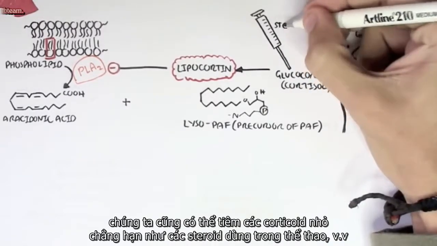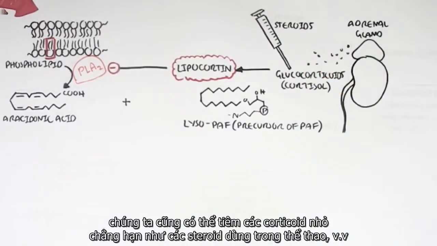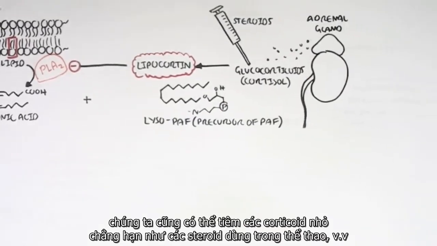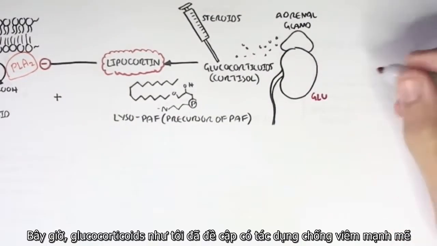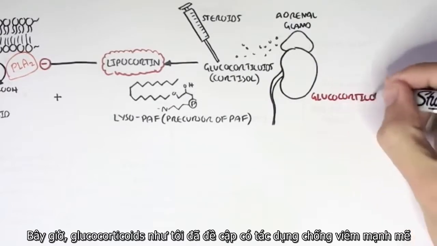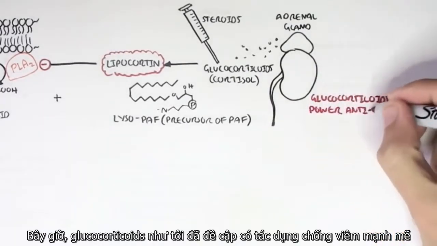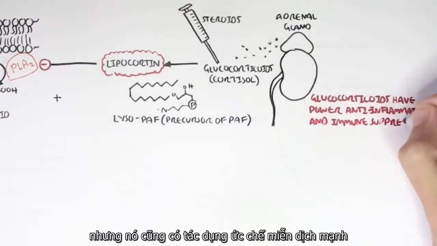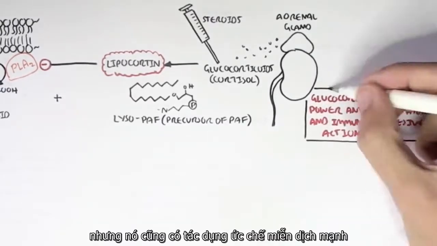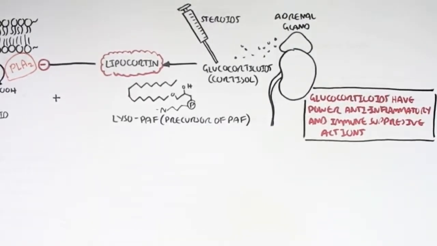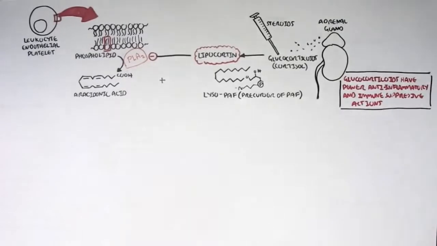We can also inject glucocorticoids, such as steroids for sports users, etc. Now, glucocorticoids, as I mentioned, have powerful anti-inflammatory actions, but they also have powerful immune suppressive actions as well. So we should take this into consideration.